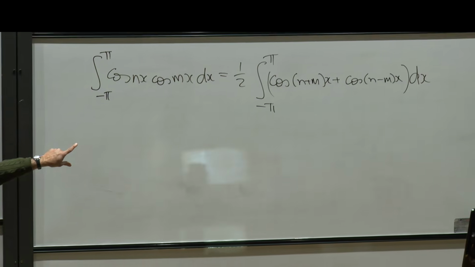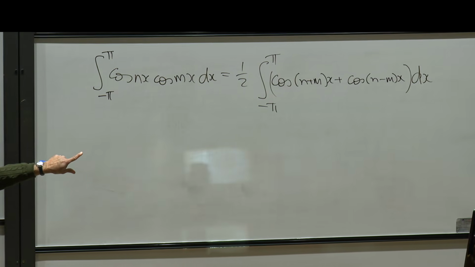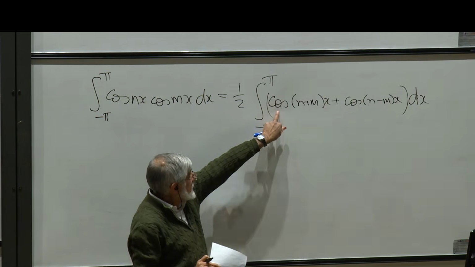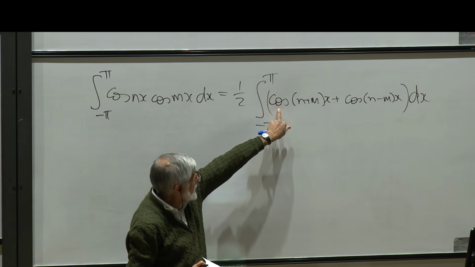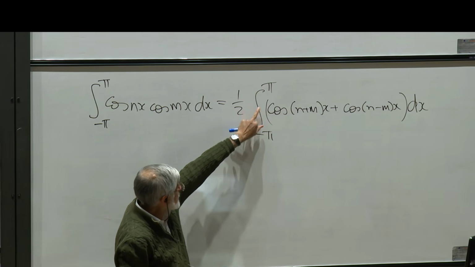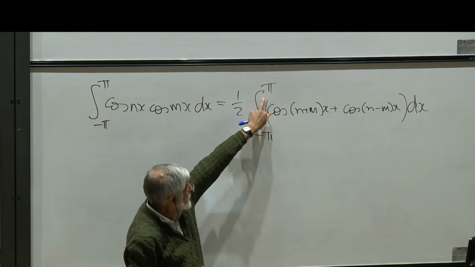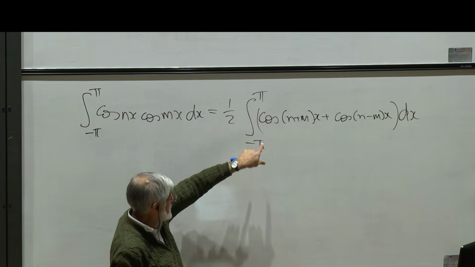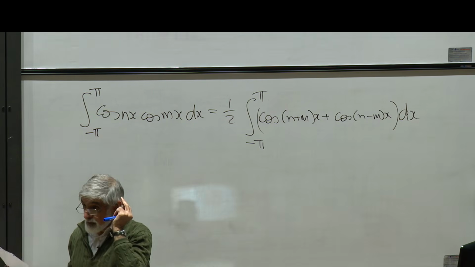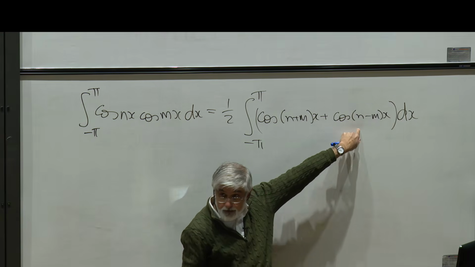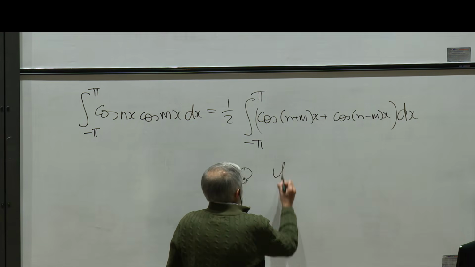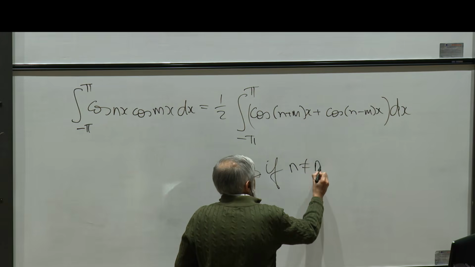Now look, if m is not equal to n, this is an even function. Integrating from minus pi to pi is 2 times integrating from 0 to pi, and that's 0. Likewise, this one is 0. So that's equal to 0 if n is not equal to m.